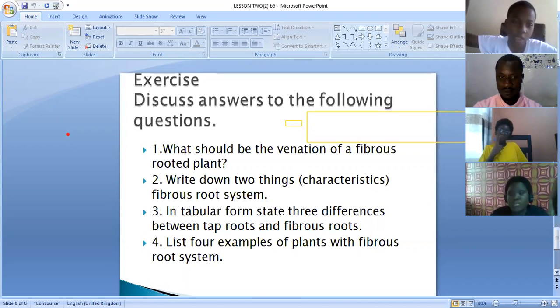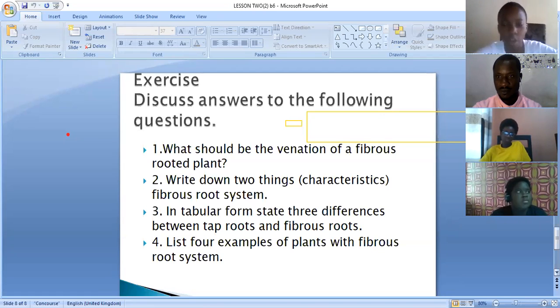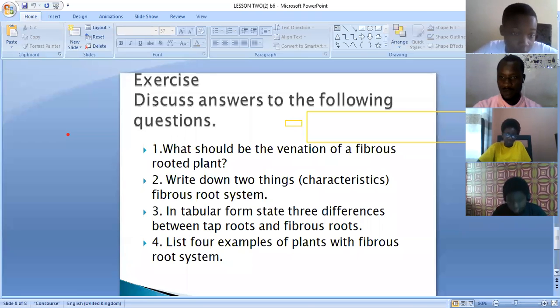Taproots have one main big root with smaller roots going from them. Fibrous roots don't have a main root. Good, Daniel, pause there. Don't continue, otherwise somebody will not get something to say.